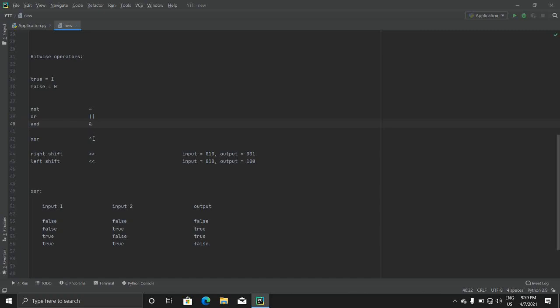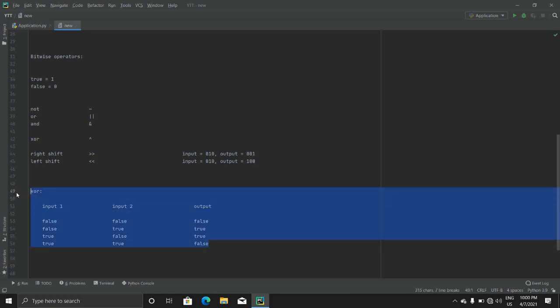And then we have another 3 different bitwise operators that we didn't meet in Boolean operators. This is the XOR bitwise operator. You can see down here I have typed the XOR bitwise operator's behavior. It has 2 inputs and 1 output, the same as Boolean AND or Boolean OR.